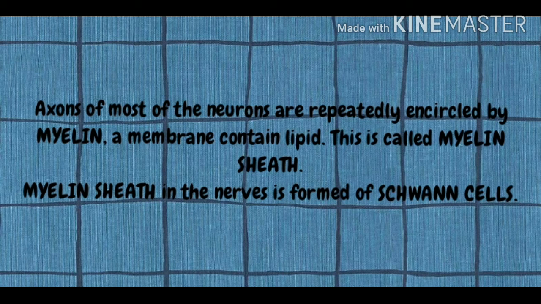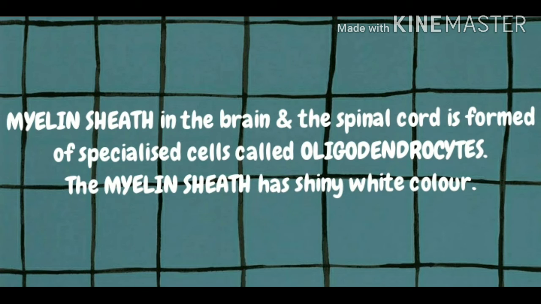And after this, axons of most of the neurons are repeatedly encircled by myelin, a membrane that contains lipid, and that is why it is called a myelin sheath. It encircles the axon like a sheath. We have seen that myelin sheath in the previous image. And this myelin sheath in the nerves is formed of Schwann cells. We learned what Schwann cells are. And myelin sheath in the brain and the spinal cord is formed of specialized cells called oligodendrocytes.